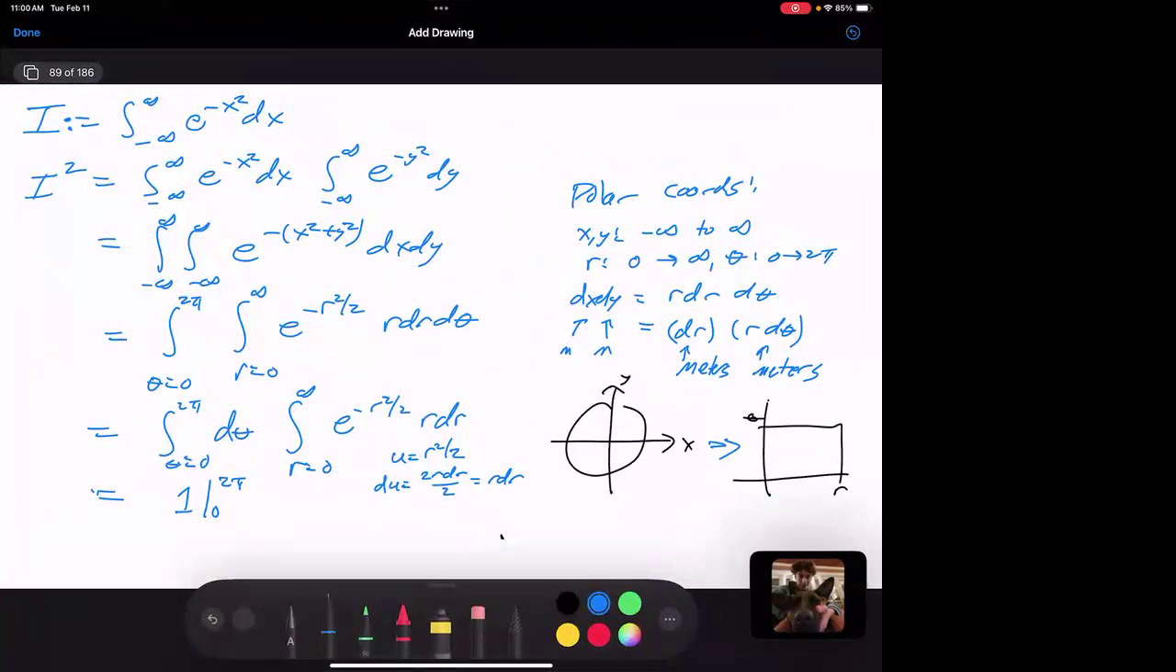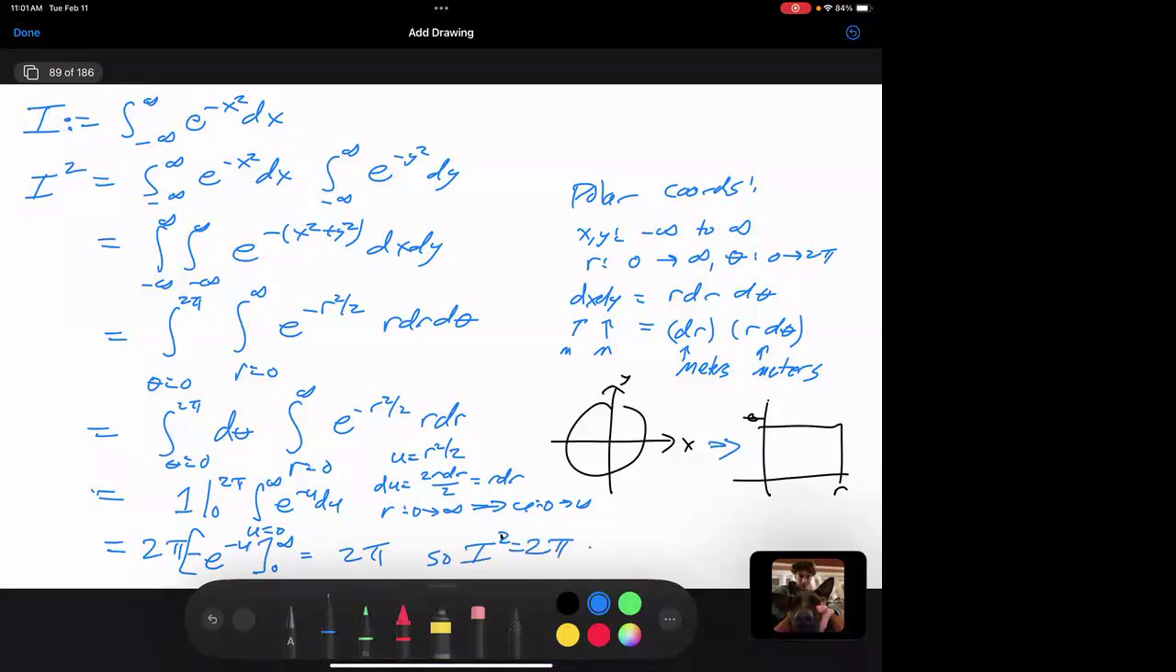And then r goes from 0 to infinity, becomes u goes from 0 to infinity. This just becomes the integral u goes from 0 to infinity, e to the minus u du. And so I'll just get 2 pi times negative e to the minus u evaluated at 0 and infinity. So that just becomes 2 pi. So I squared equals 2 pi. Therefore, I is the square root of 2 pi. And we've evaluated the integral. This is one of the most amazing techniques I know.